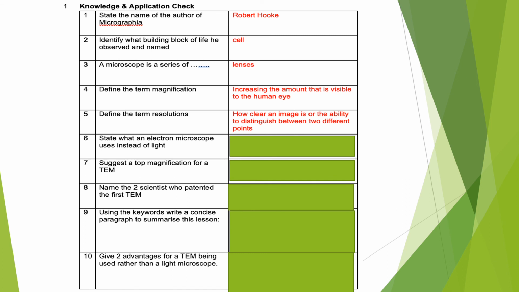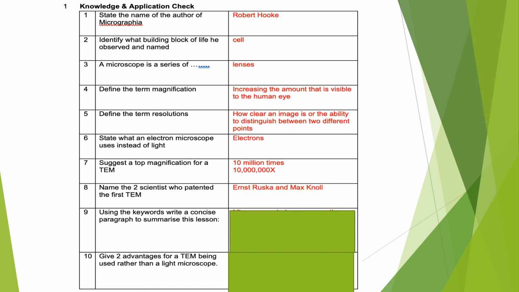Number 6, state what an electron microscope uses instead of light. Well, it's in the name, electrons. Number 7, suggest a top magnification for a TEM, or a transmission electron microscope, and that is, as we said, 10 million times. Number 8, name the two scientists who patented. Okay, patent just means who had the first rights to make it, who made it first, the first TEM, and that was those two scientists, Ernest Ruska, who won a Nobel Prize for that, and Max Knoll.